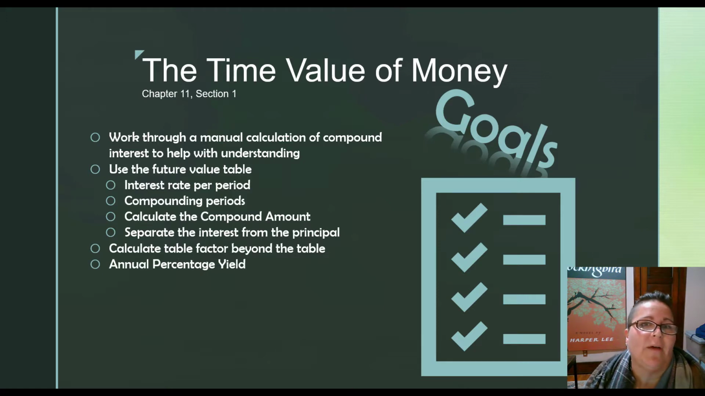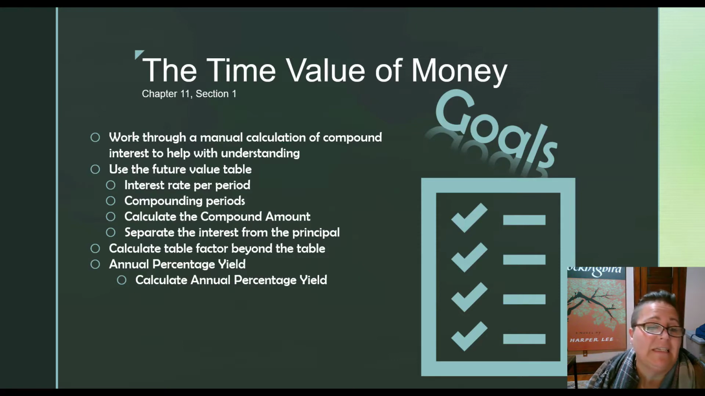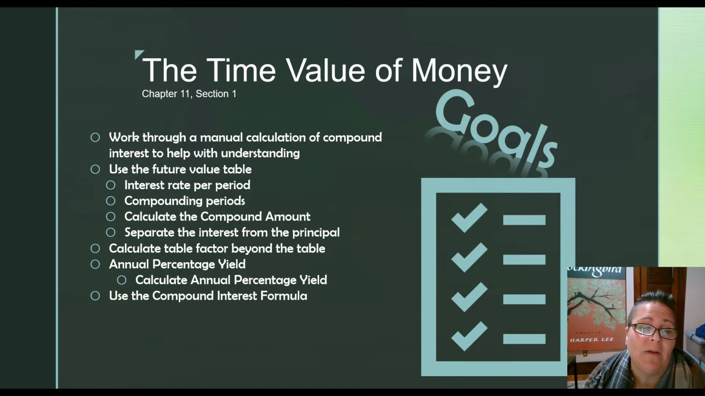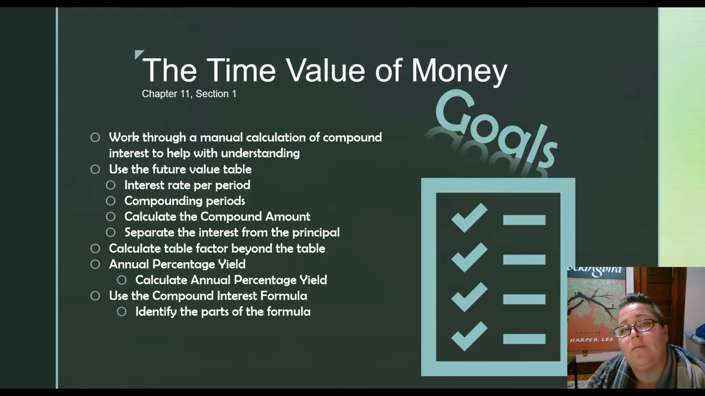We're also going to talk about the annual percentage yield. We're going to be able to calculate it, and we want you to be able to understand what it is and who uses it. Lastly, we're going to use the compound interest formula, which is available to you at all times, even when the tables are not.